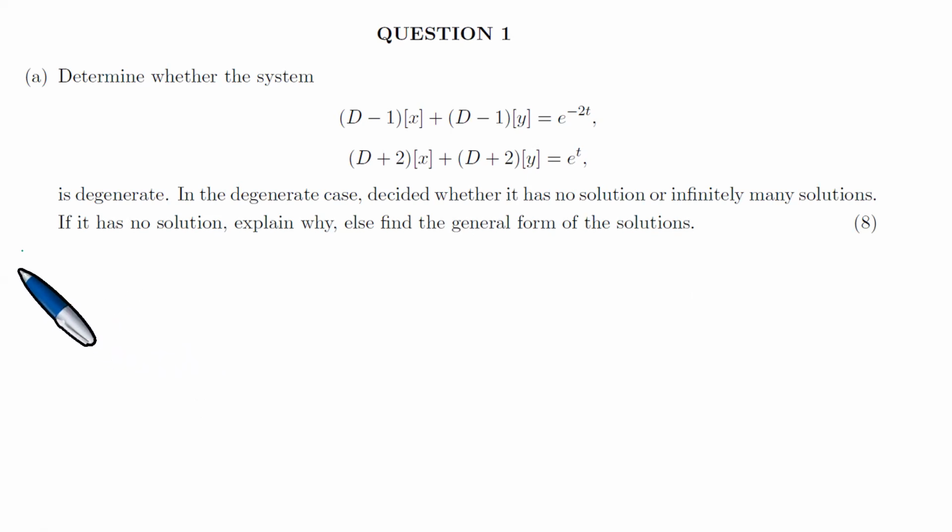Hence, this one is already in operator notation. So what are we supposed to do? We're just supposed to take the operators, d minus 1, d plus 2.